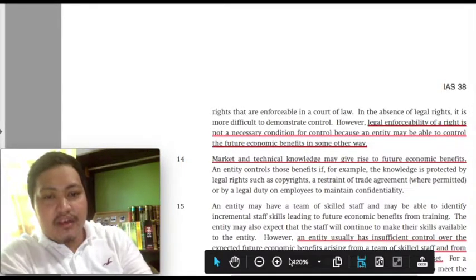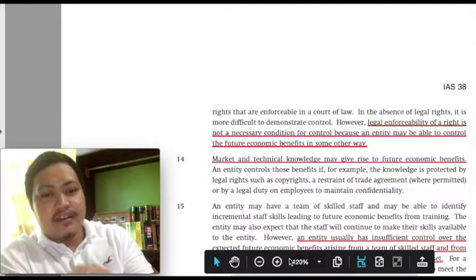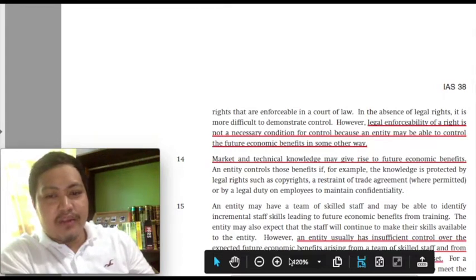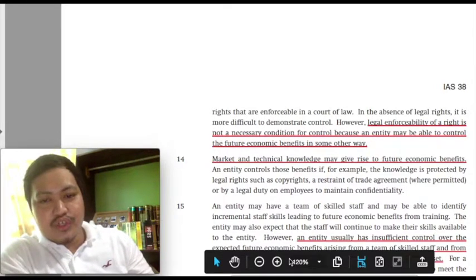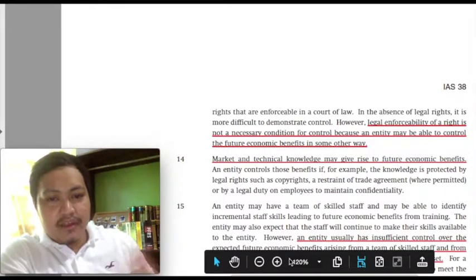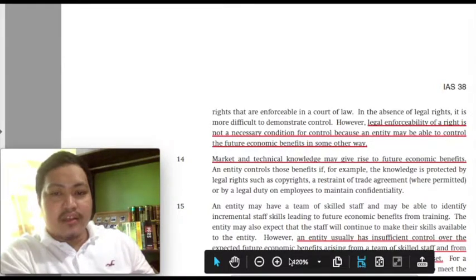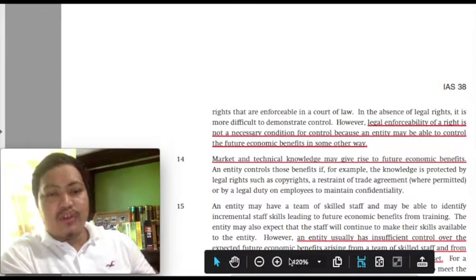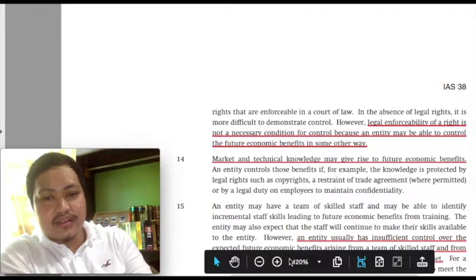Paragraph 14. Market and technical knowledge may give rise to future economic benefits, but again, there will be an issue as to how we are able to control the economic resource, so it may not always result in the recognition of an intangible asset. But if an entity controls those benefits, if the knowledge is protected by legal rights such as copyright, a restraint of trade agreement, or a confidentiality agreement, then such knowledge may result in the recognition of an intangible asset because these agreements will grant us control over the future economic benefits.